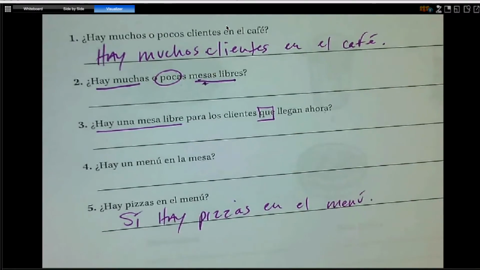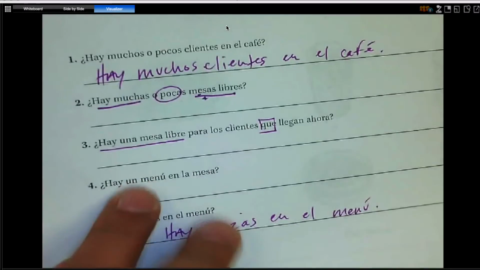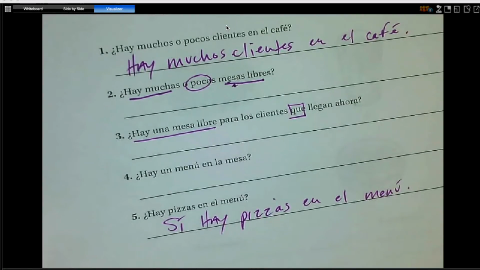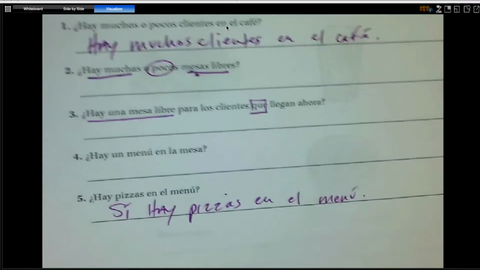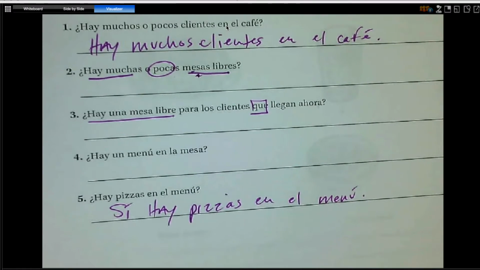Okay? Great. Okay, so that takes care of the estructura. All right, and you were supposed to push pause after each activity and then catch up. I'll be walking around. Make sure that you're on task completing this. Remember that tomorrow you'll have a test over this.